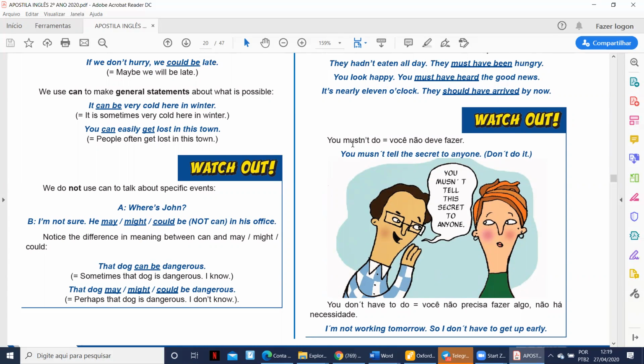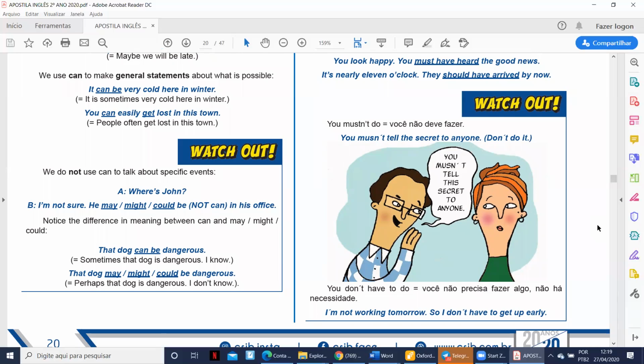When we use must in the negative form, like must not or mustn't, this is a prohibition, okay? So you mustn't do is a prohibition. You mustn't tell the secret to anyone. Don't do it. I don't want you to do it, okay? So it's quite important to focus on that.